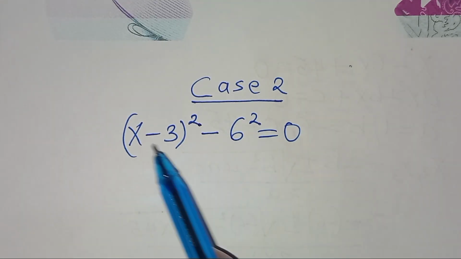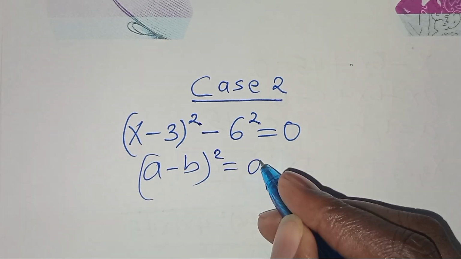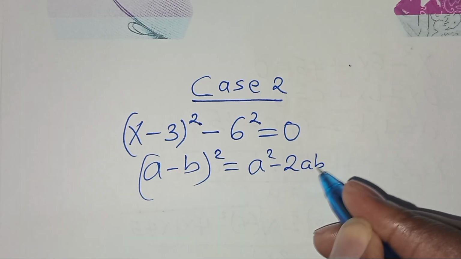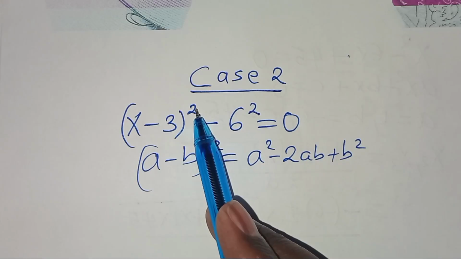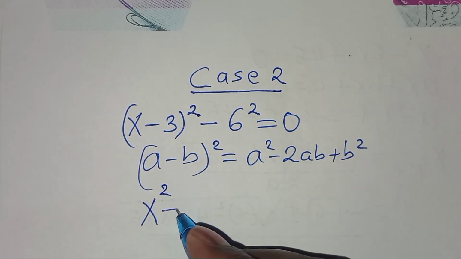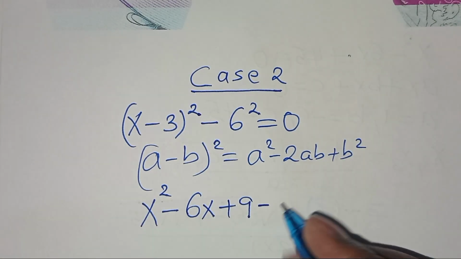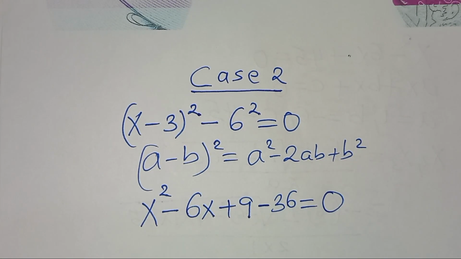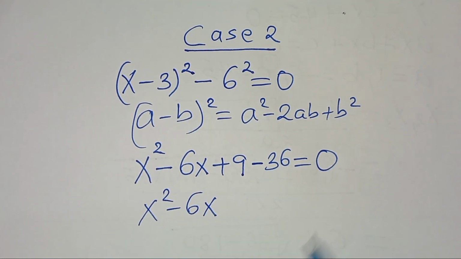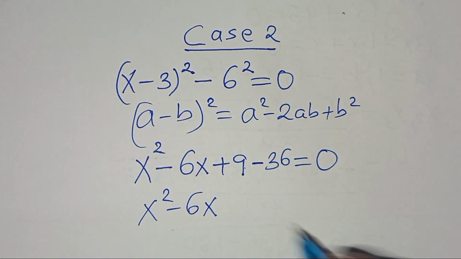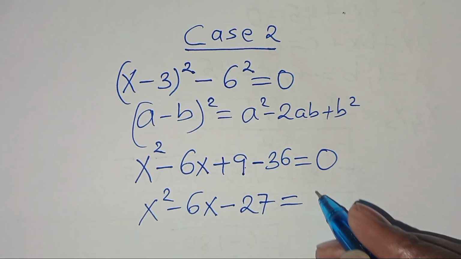In case 2 here, we have x minus 3 squared, which is in the form of a minus b squared, which you can express as a squared minus 2ab plus b squared. Now, applying this algebraic identity, we have that x minus 3 squared becomes x squared minus 6x plus 9, subtract 6 squared, which is 36. This is equal to 0. So in the next phase here, we have x squared minus 6x. Then we have 9 minus that 36. So this is negative 27. This is equal to 0.